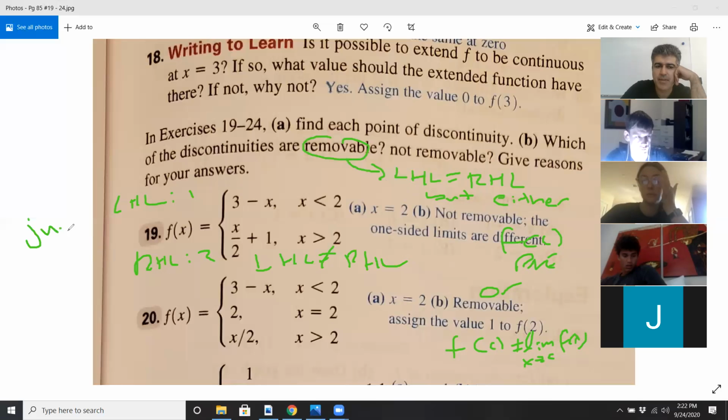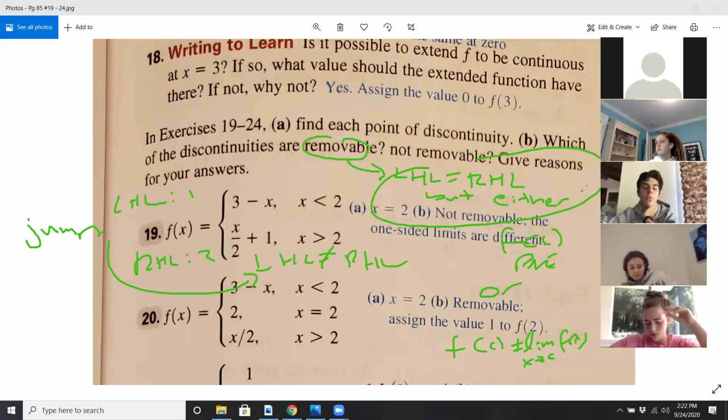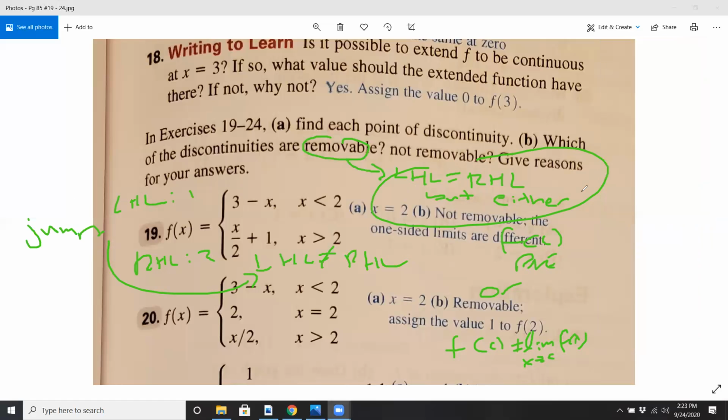It's a jump instead for that reason. You need this to happen to be removable. That's not happening in number 19. So hopefully that clears that up. Keep moving here.